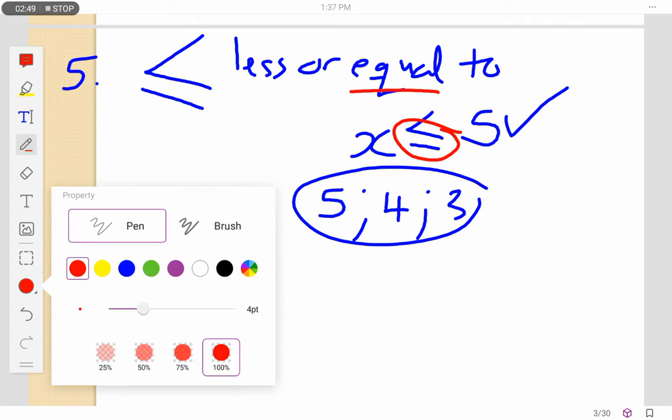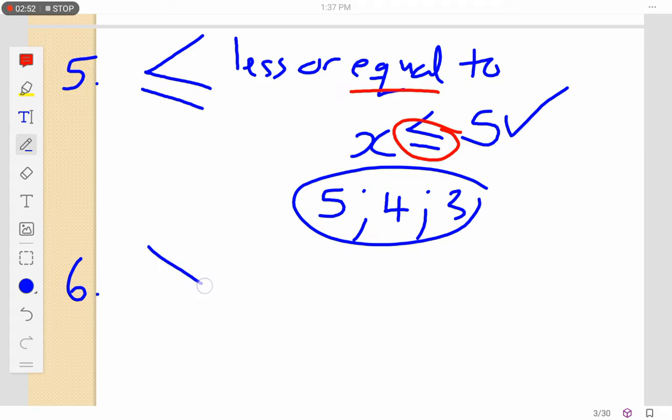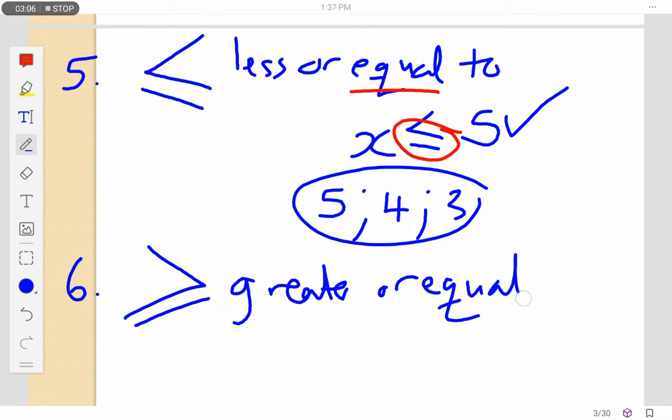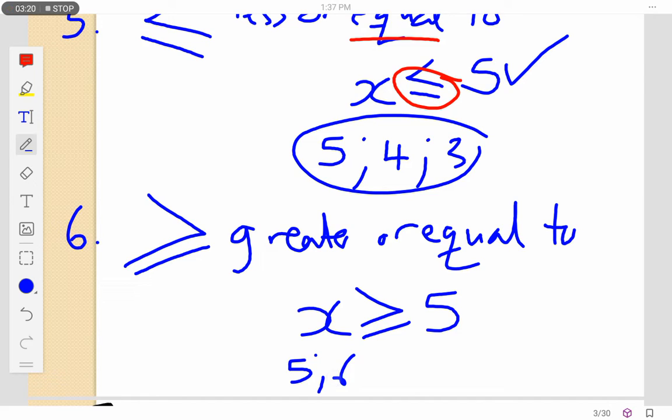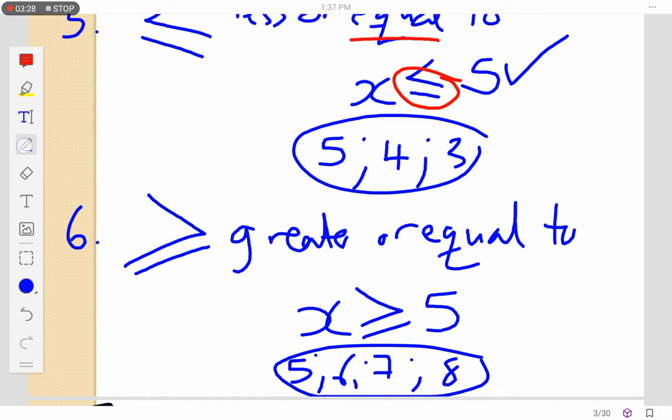Then number 6, we can have greater or equal to. It's facing on the same side that our greater than sign is facing. This one is the greater or equal to sign. I can use again the example of x there and say x is greater or equal to 5. So this time around the numbers will start at 5, but will be going greater. We have 6, 7, 8, and so on. They are increasing.